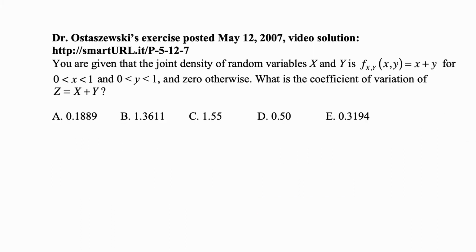Here's a problem for today for exam P on probability. You are given that the joint density of random variables x and y is f sub xy of x,y equals x plus y for x between 0 and 1 and y between 0 and 1, and 0 otherwise. What is the coefficient of variation of z equal to x plus y?